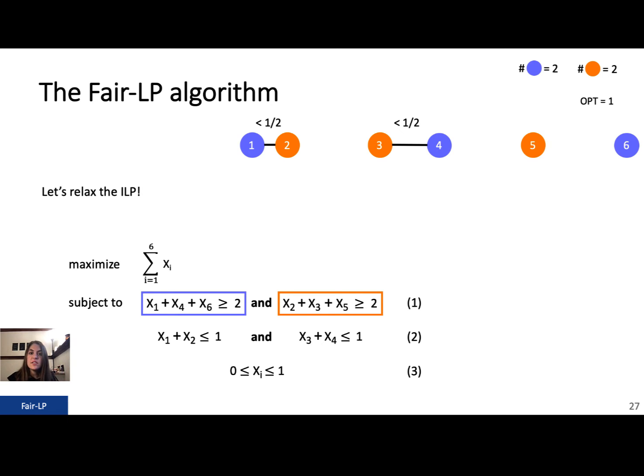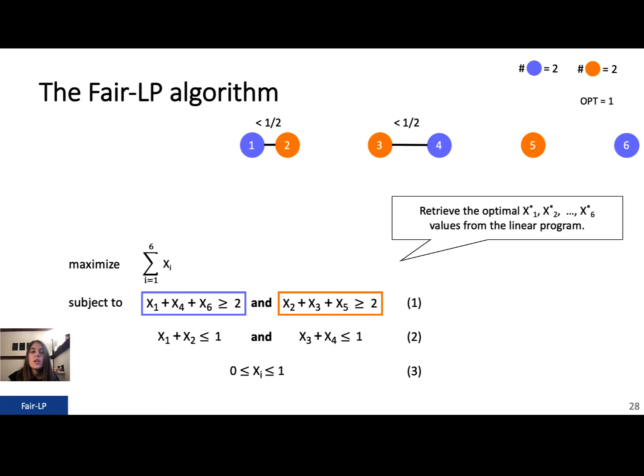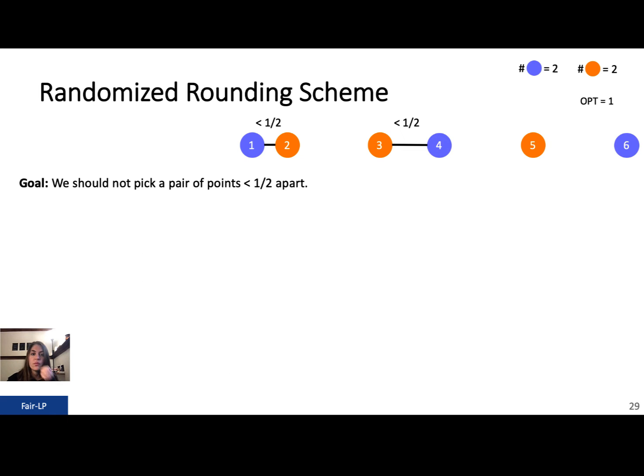Let's now relax it to a linear program and use a linear solver to obtain the optimal values for the x1, x2 up to x6 variable. The next step is to use a rounding scheme to come up with an integral solution. The goal of the rounding scheme is to make sure that all the points picked, in other words, the points for which we set the x value equal to 1, will be at least half apart.